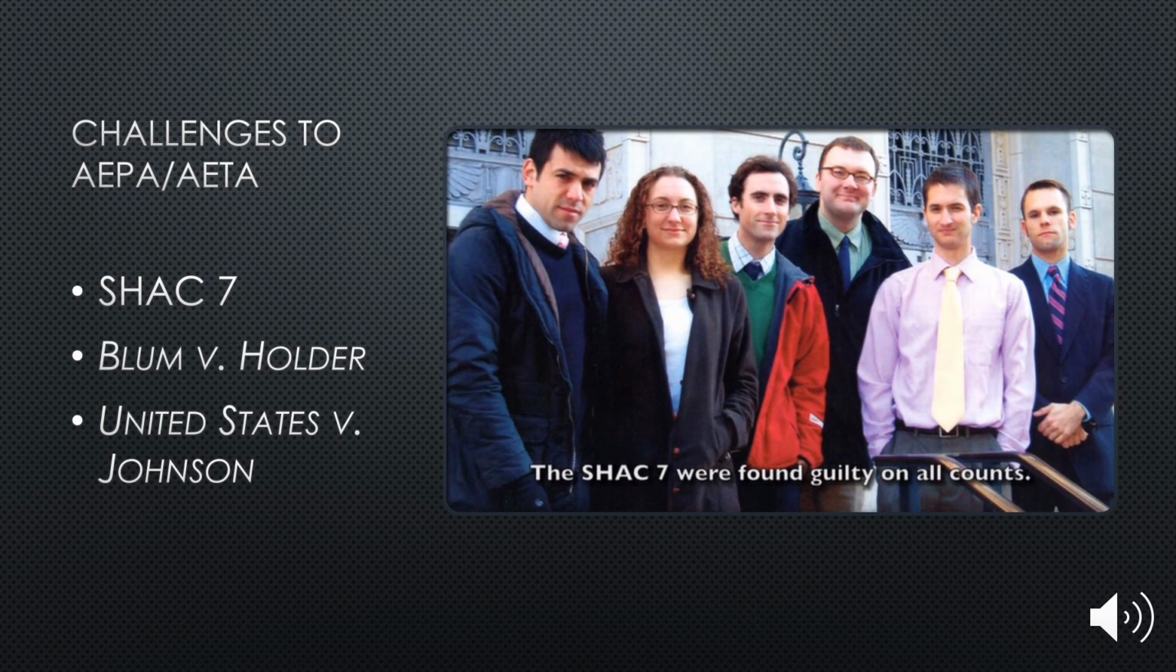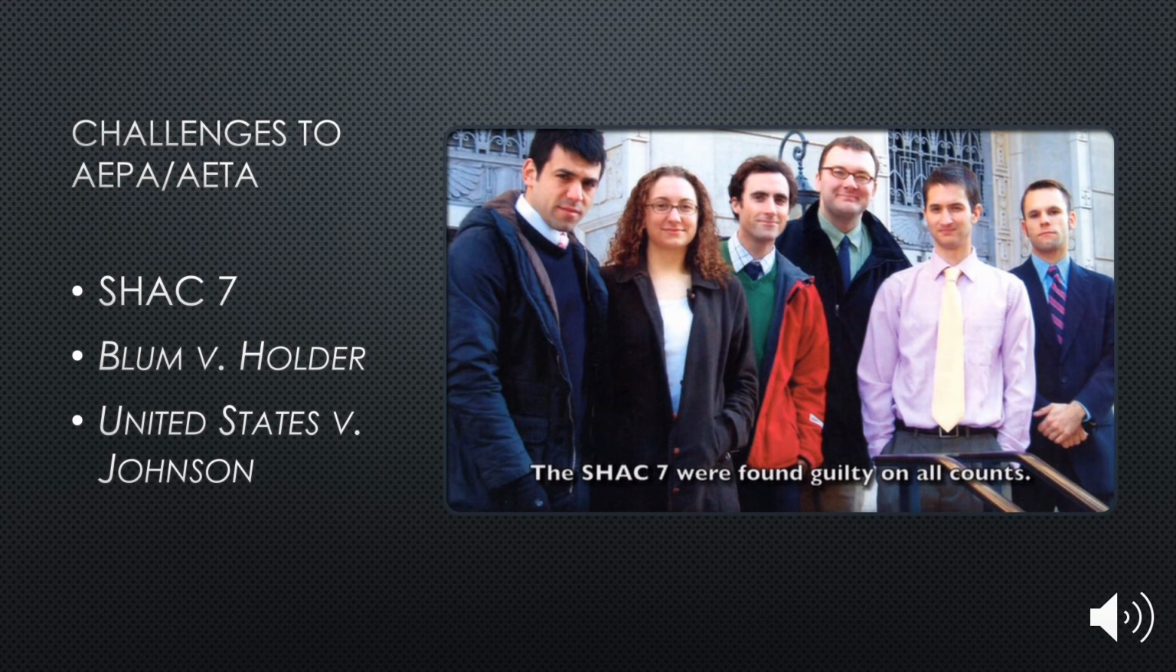And then the last challenge came with United States versus Johnson in 2014. Two activists, Johnson and Lang, were convicted under the Animal Enterprise Terrorism Act for allegedly releasing thousands of mink and foxes from a fur farm, and conspiracy to release more, and for spray painting "Liberation is Love" on a barn.